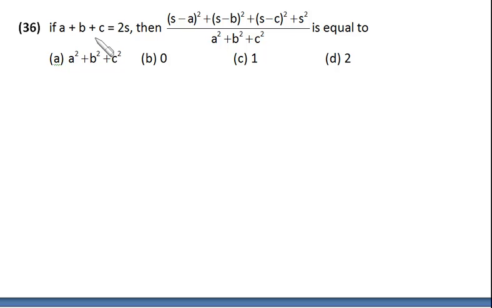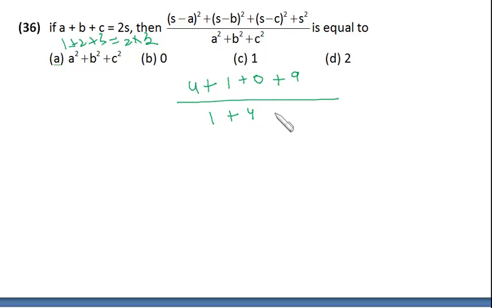So for a, b, c, if I take 1, 2, 3, then 1 plus 2 plus 3 is equal to 2 into 3. That means a is 1, b is 2, c is 3 and s is equal to 3. Now very simple. S minus a whole square, s is 3, 3 minus 1 whole square, 4. S minus b, 3 minus 2 whole square, 1. S minus c, 0. S square, 9. A square, 1. B square, 4. C square, 9. 4 plus 1 plus 9, precisely it is 1.